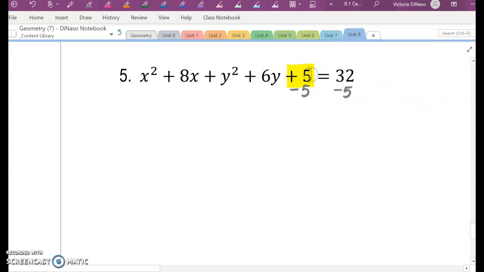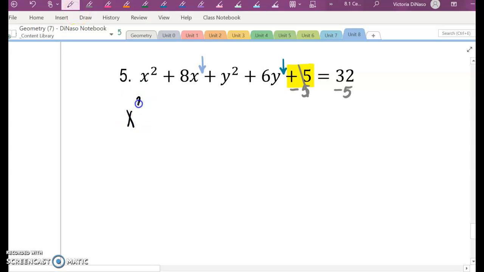Change my color. And now I can go ahead and insert my blanks. I'm going to insert a blank right here. And I'm going to insert a blank right here. All right, and make sure that you subtract that 5 from both sides so that all your constants are on the right side. And they can only be on the right side in order to complete the square.